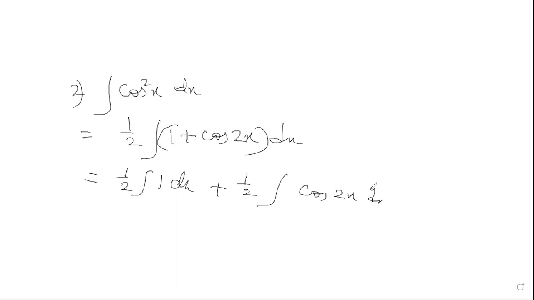So the formula suggests here it will be half x, because integration of 1 is x, plus half cos 2x by 2, that is, 2 twos are 4, so it becomes sin 2x by 4. Now, sin square x and cos square x we can deal with this way.